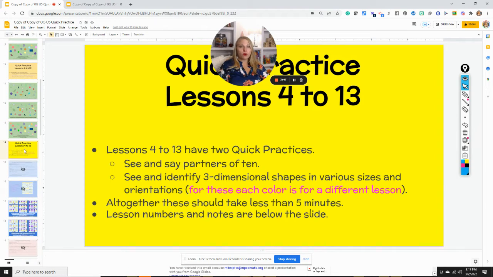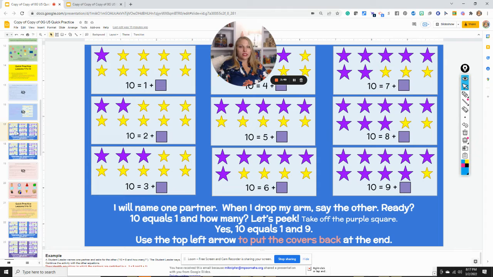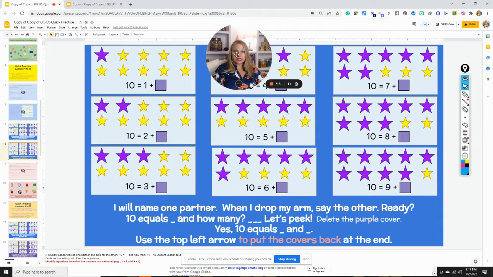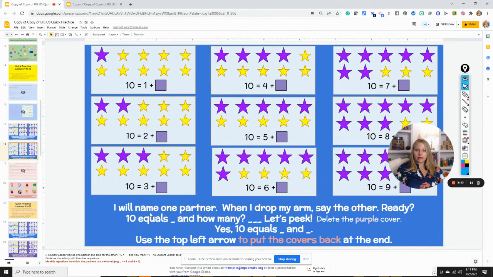When you get to lessons 4 to 13, now we're going to practice with the night sky. So here's the slide that we're going to use. You can see here at the bottom, we have our script. So boys and girls, I will name one partner. When I drop my arm, say the other. Now it could be, 10 equals 1 and the hands up. And when the student leader drops their hand, they give the signal.